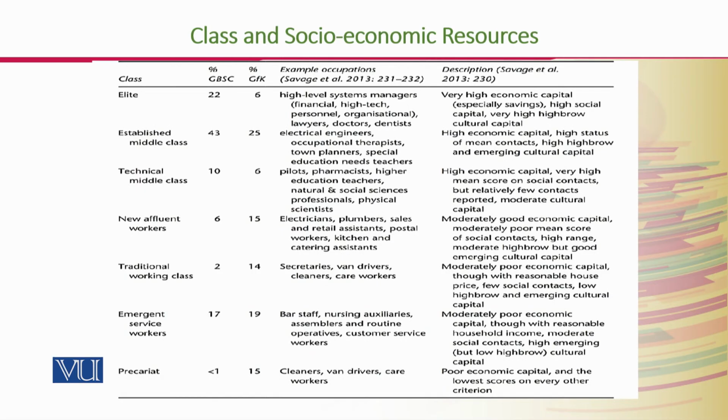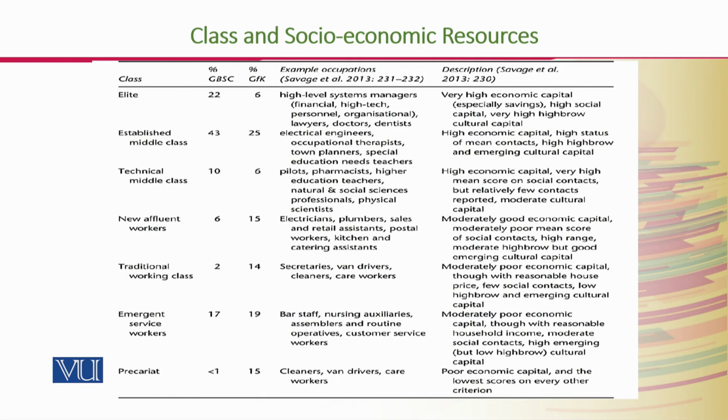Then we have emergent service workers such as bar staff, nursing auxiliaries, assemblers, and routine operatives, and they have moderately poor economic capital also. In the end are the precariat, which consist of those people who are not very secure in their jobs. They include cleaners, van drivers, and certain types of care workers, and they definitely have poor economic capital.